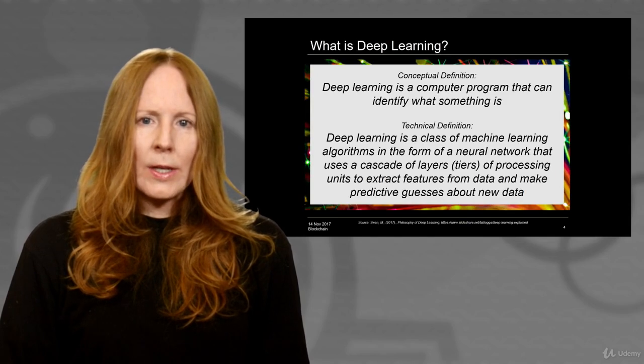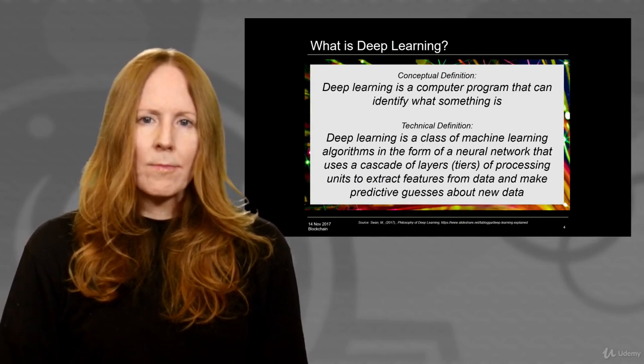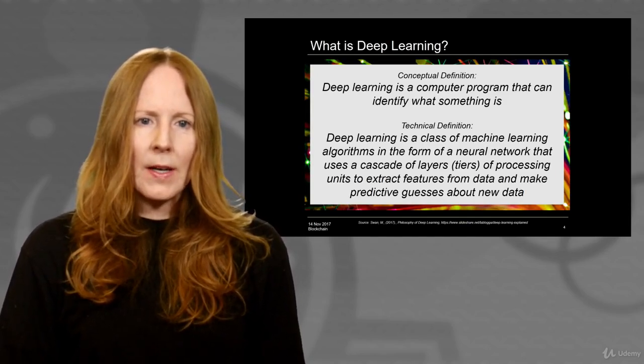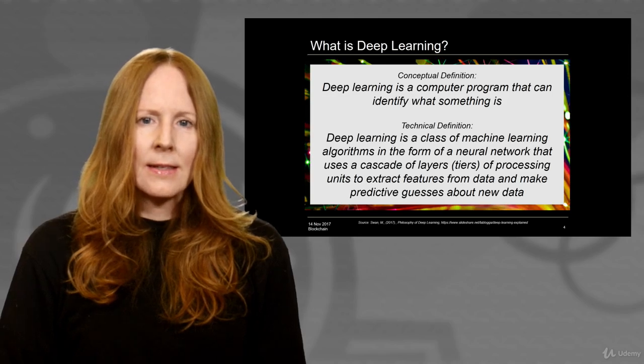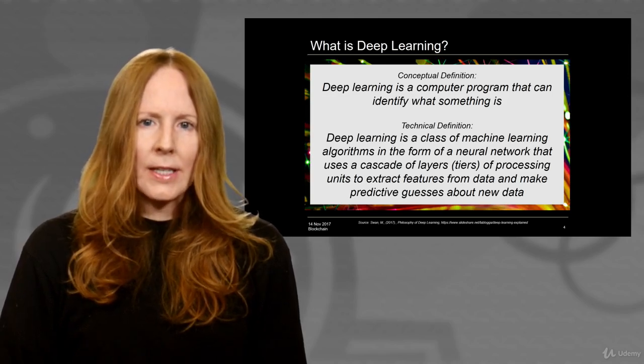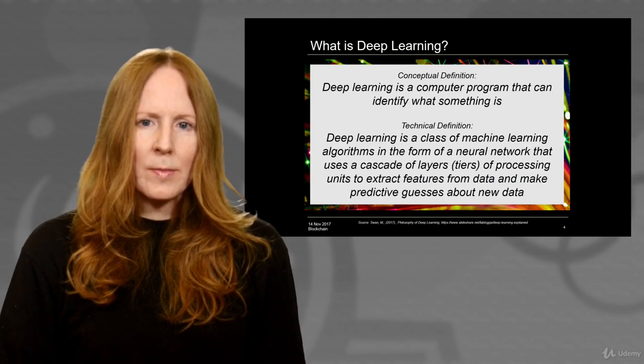Deep learning, what it is, conceptually: deep learning is a software program that can identify what something is. Technically, deep learning is a class of machine learning algorithms in the form of a neural network that uses a cascade of layers or tiers of processing units to extract features from data and make predictive guesses about new data.